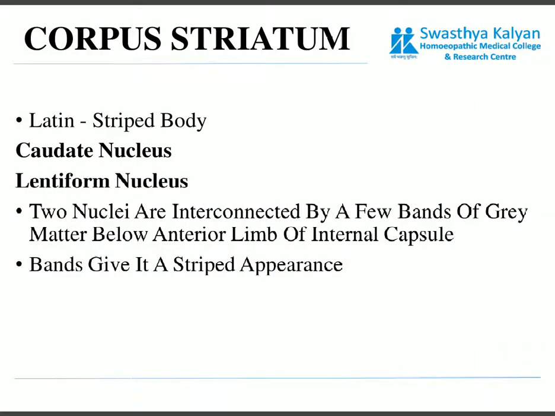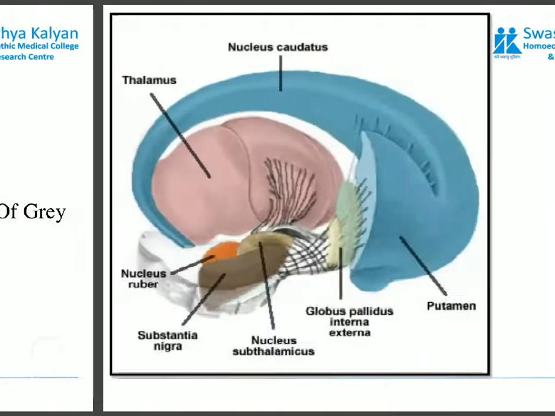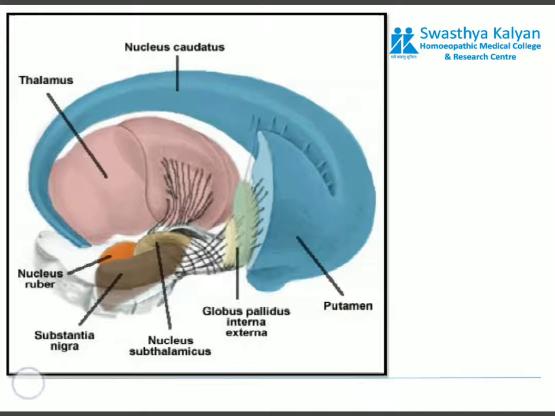The first nucleus we will be discussing in detail is the corpus striatum, and corpus striatum in Latin means striped body. The band of fibers gives it the striped appearance. You can see in the figure the caudate nucleus is connected with the globus pallidus with the help of these gray matter fibers, and this gives it a striped appearance.